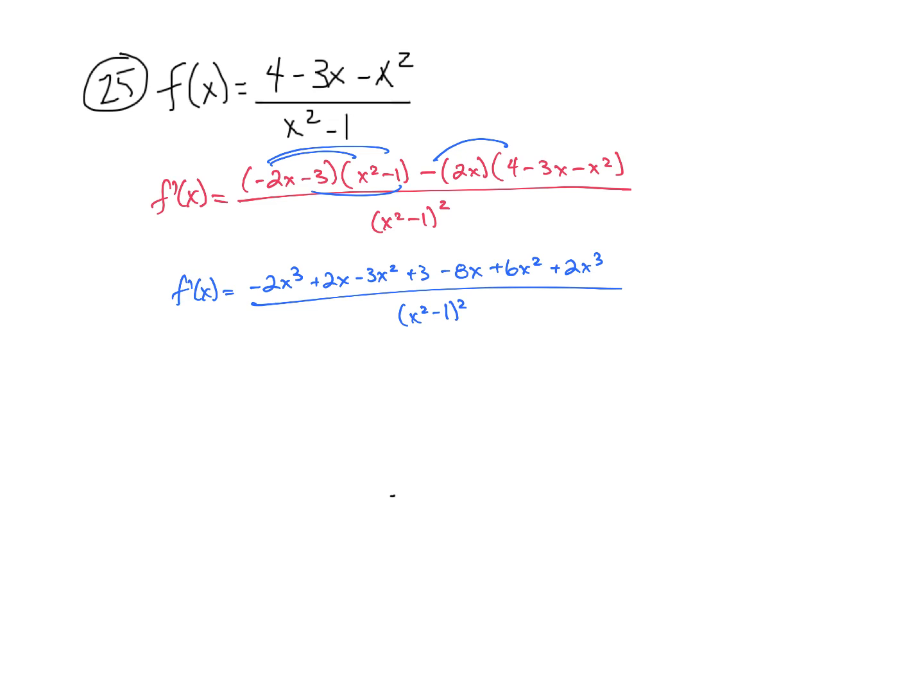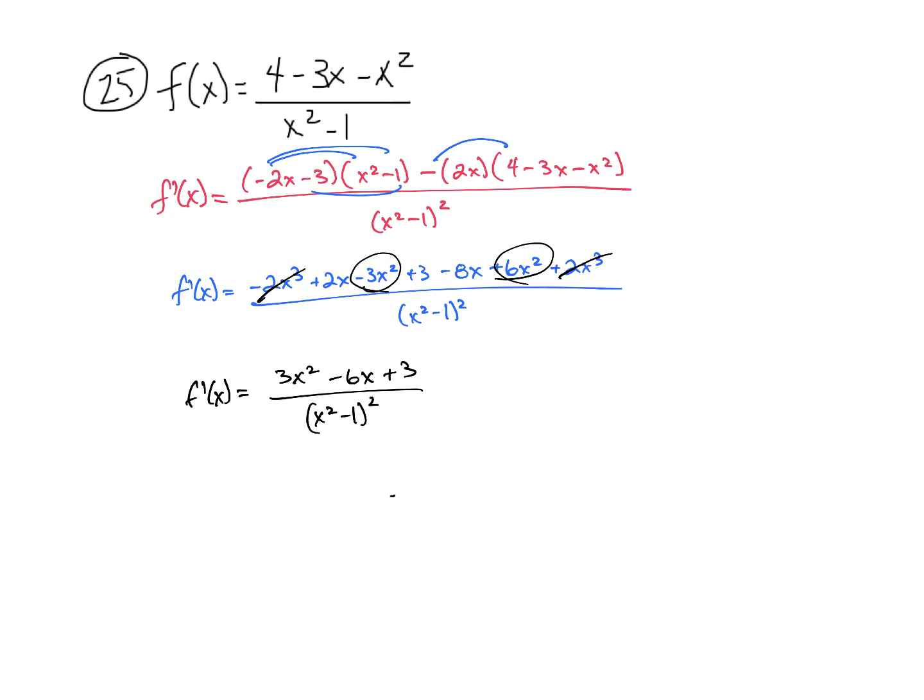Does anything lovely happen on this one? The 2x cubes cancel. I love it when things cancel. Are we left with anything else for our x squareds? How many x squareds do we have? 3x squareds. And how many x's do we have? Negative 6x, and then plus 3, all over x squared minus 1 quantity squared.